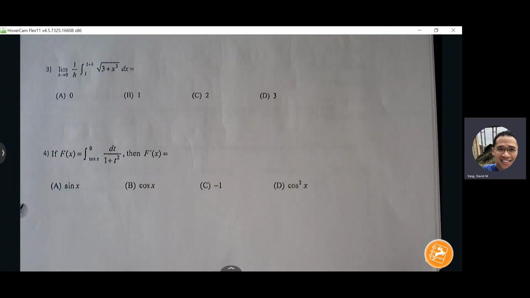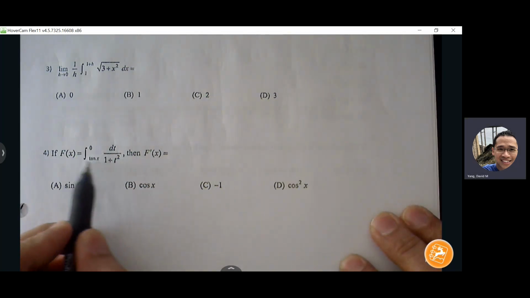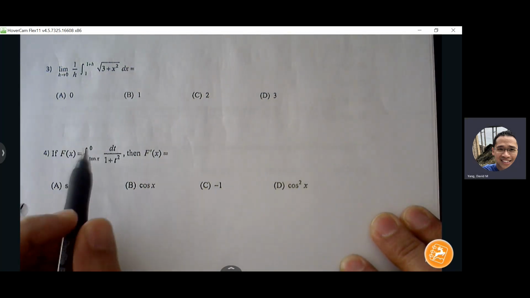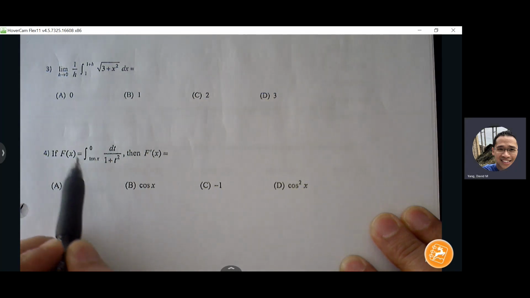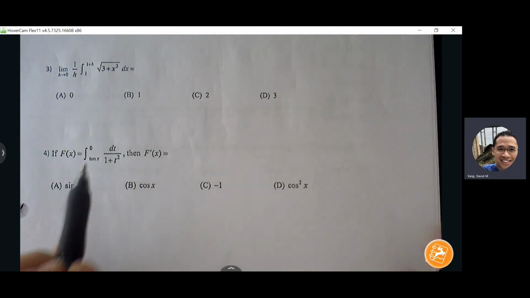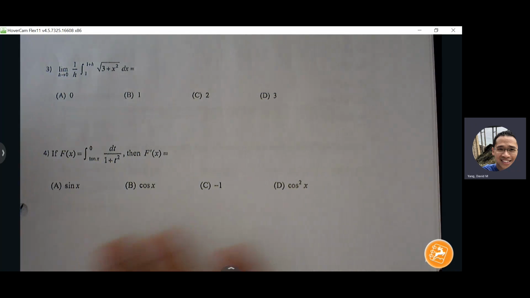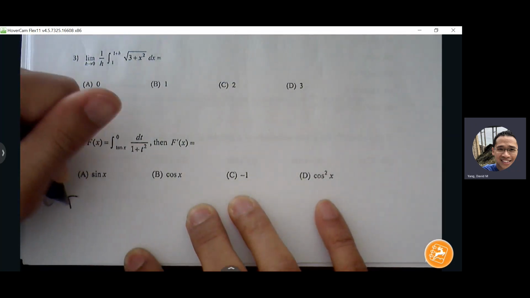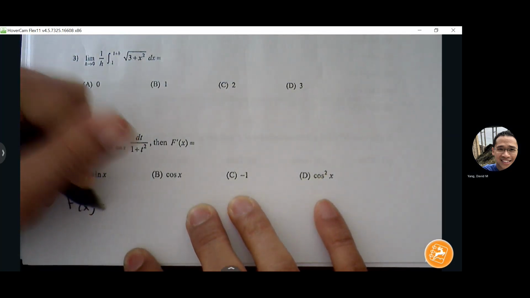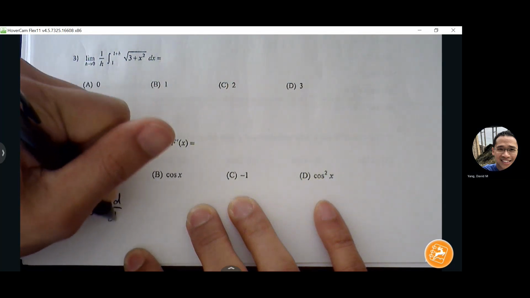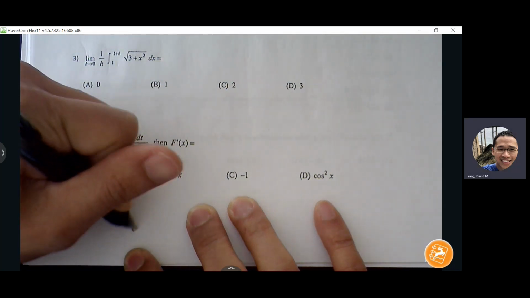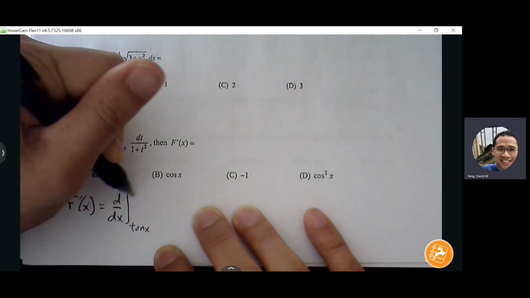Number 4 says uppercase F of x is a definite integral from tangent x to 0 of dt over 1 plus t squared. Find F prime. So if you look, F of x has the integral as part of its function. So if I want to find the derivative, then I have to involve the derivative of that integral. So let me just go ahead and set this up then. If I want to find F prime, that's the derivative of this mess.